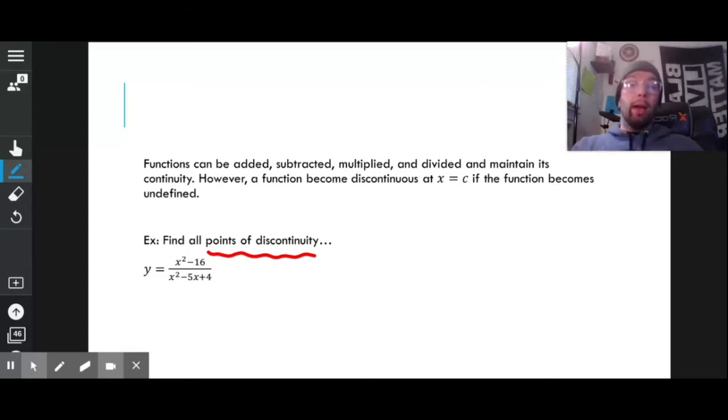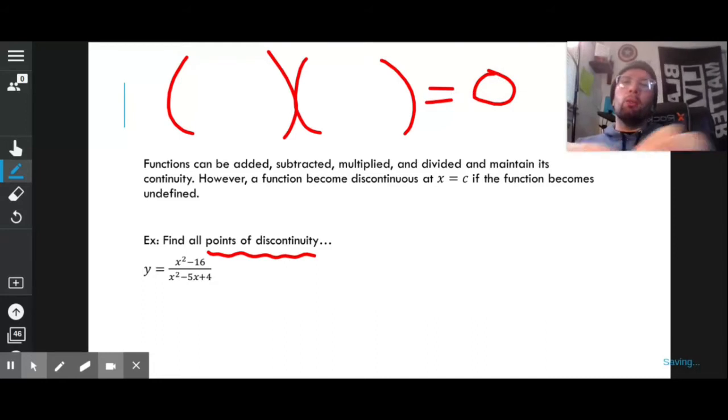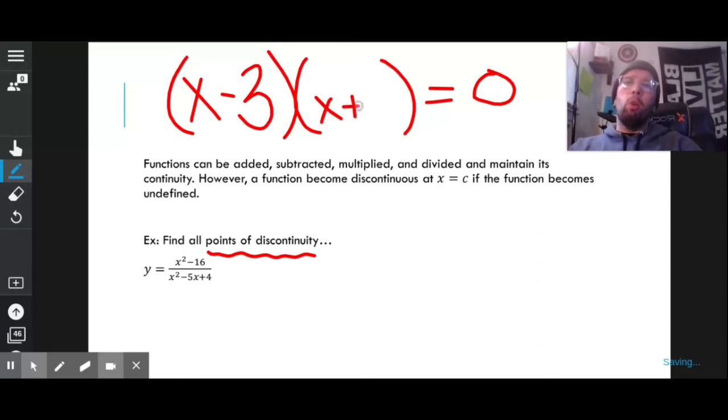But how do we do that? How do we find the x values that make the denominator zero? Well, right now I can't. However, I do remember a little something called the zero product property. The zero product property says if I have two or more factors that multiply to each other and equal zero, I can reach inside. Like if I have something like (x minus 3)(x plus 1), the numbers that are going to make this whole thing zero are going to be the numbers that make each individual parentheses zero. So in this case, x equals 3 and x equals negative 1.